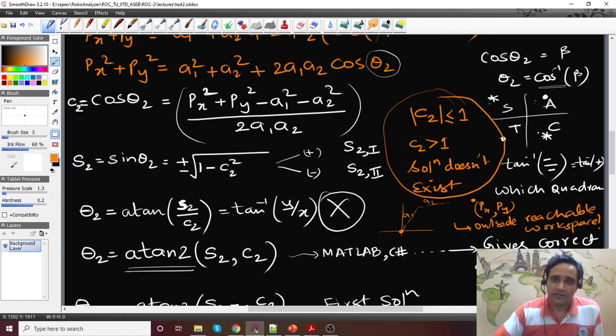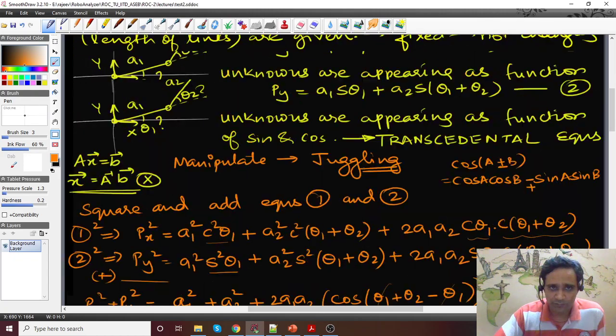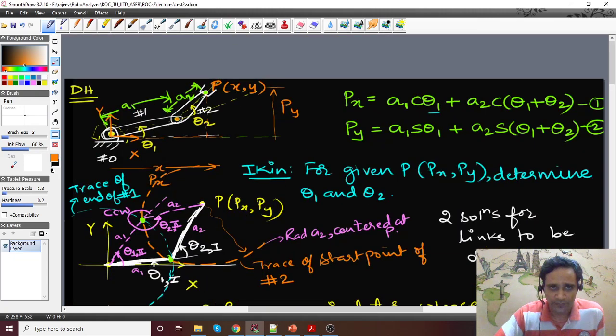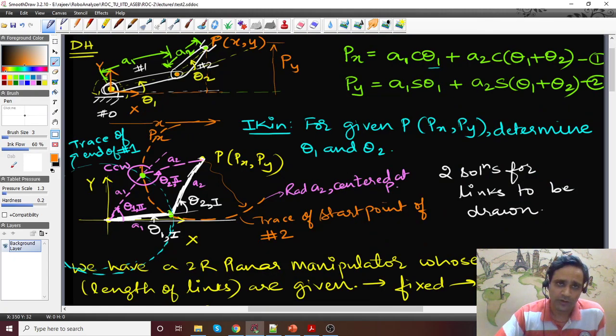Okay, so in the next video we'll be trying to implement the MATLAB code for this formulation, and further we'll be extending the same 2R manipulator with another link, which we'll call a 3R manipulator. So we are going to do those in the coming videos. Thank you.